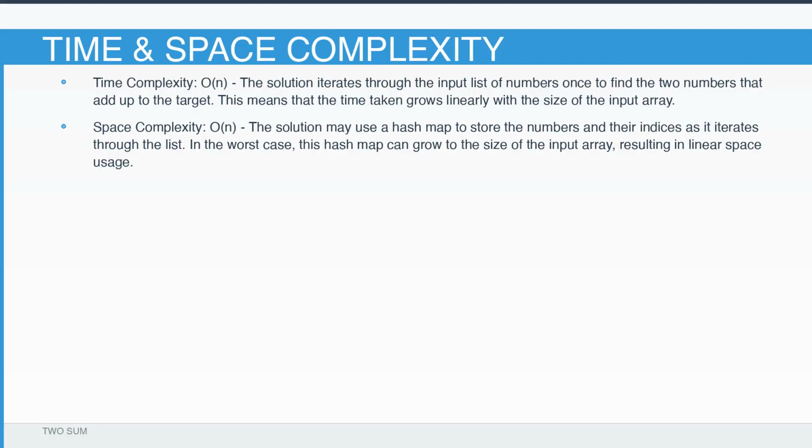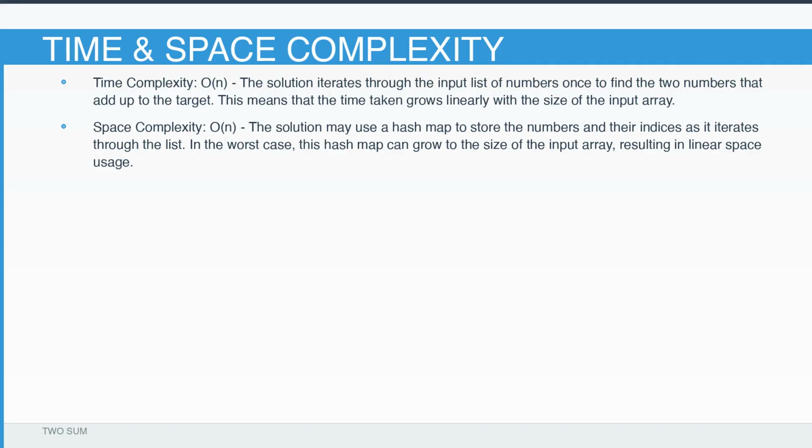The time complexity of the two-sum problem is O(n). This means that our solution scans through the list of numbers just once, looking for two numbers that add up to the target value. Imagine you're searching for a specific book on a shelf. If you check each book one by one, the time it takes will grow in direct proportion to the number of books in the shelf. Similarly, as the size of the input array increases, the time required to find the solution increases linearly.